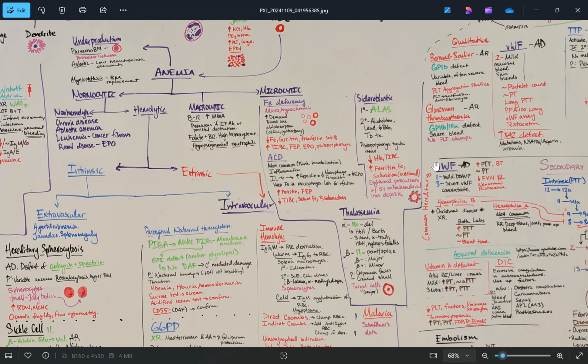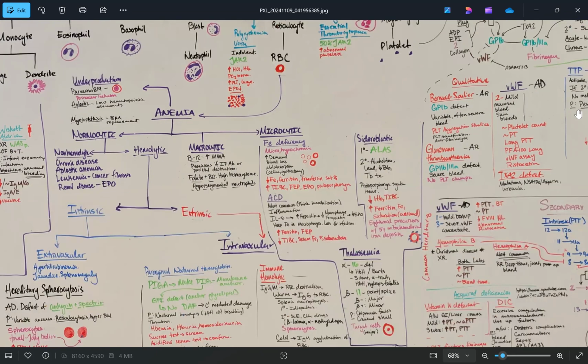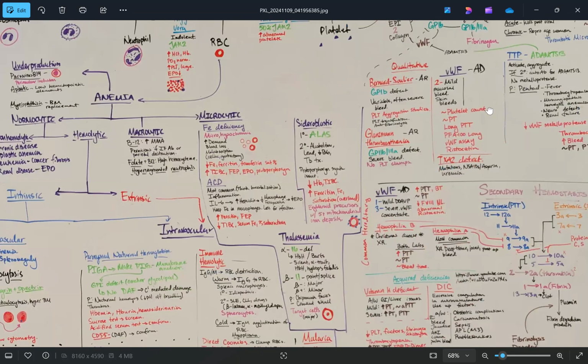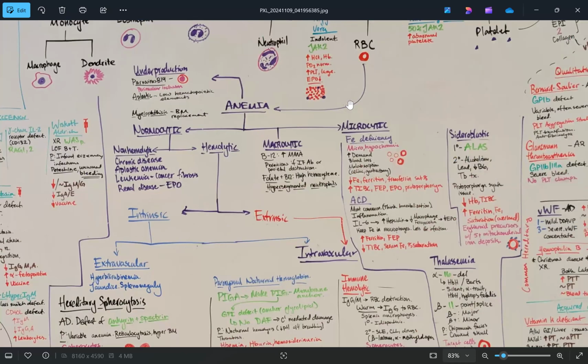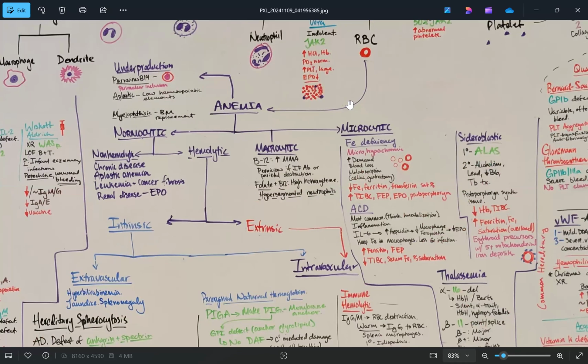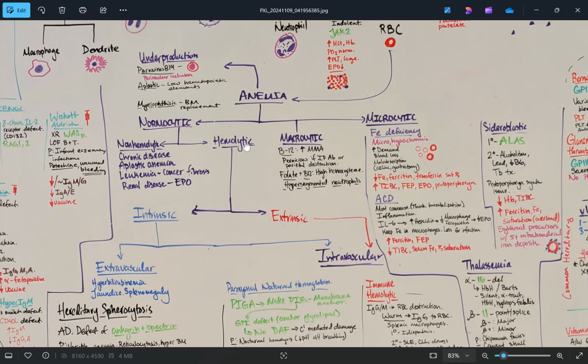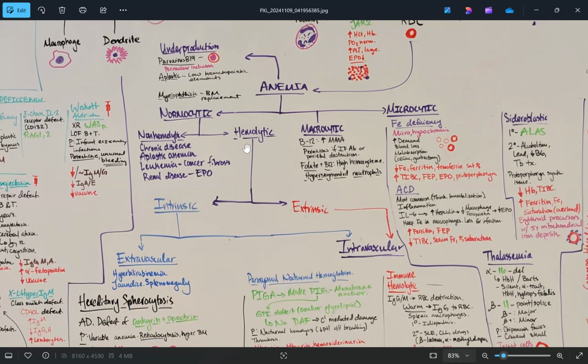Normocytic anemias. You can split those into two different groups: your non-hemolytics and your hemolytic anemias. Non-hemolytic anemias are associated with chronic disease, aplastic anemia, leukemia, which is cancer, which leads to fibrosis of your bone marrows and therefore less production of your red blood cells, and renal disease, where if you have it severe enough, you decrease your EPO production, no red blood cells.